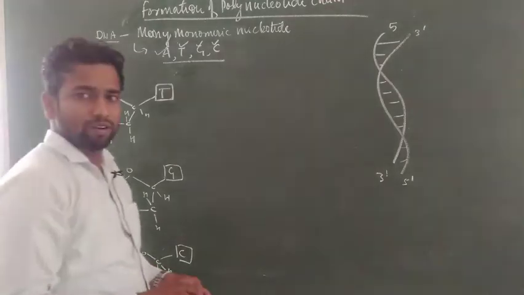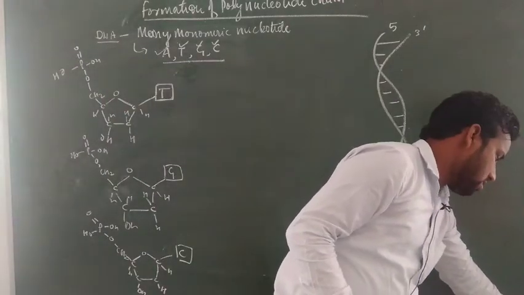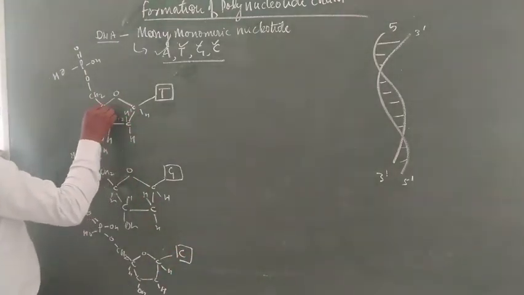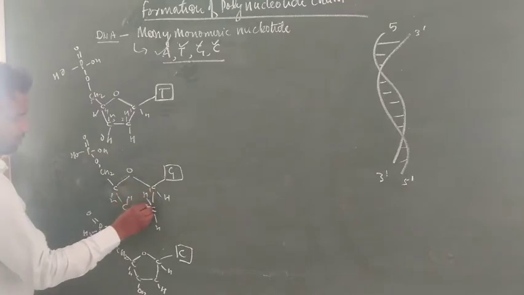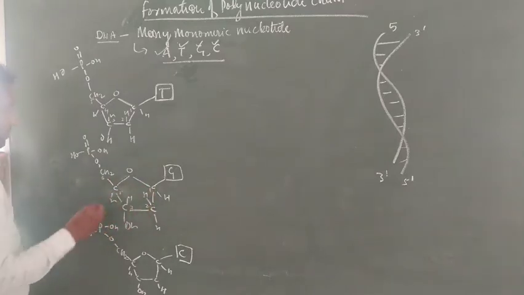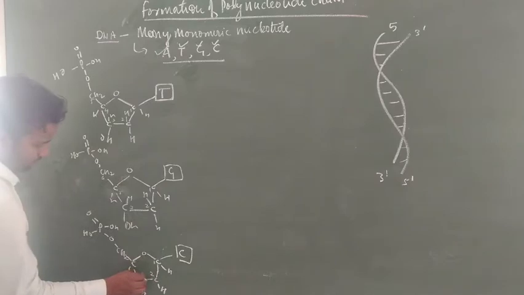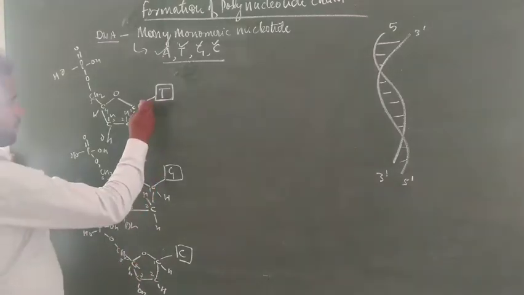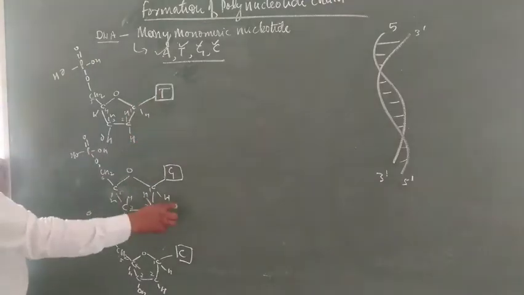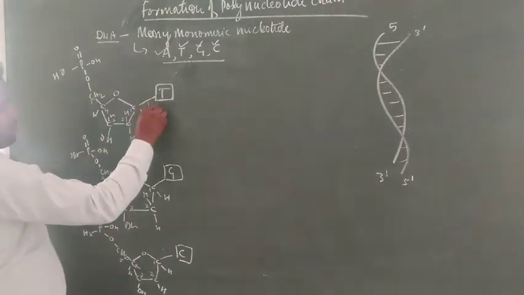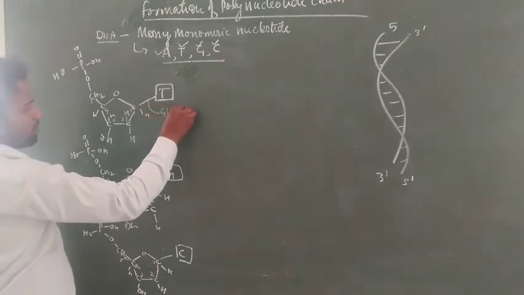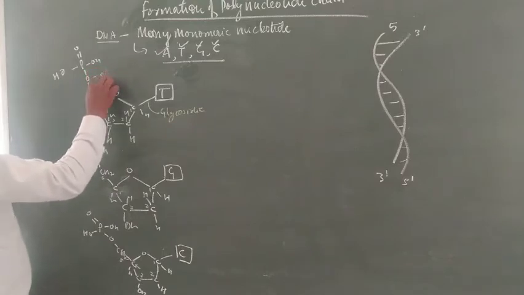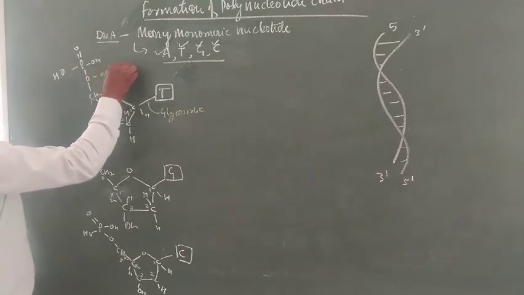The numbering you can do in this case: 1, 2, 3, 4, 5 for each sugar. And these are the different bases that attach with each pentose sugar with the help of a bond called glycosidic bond, and one phosphate is already attached with the ester bond.